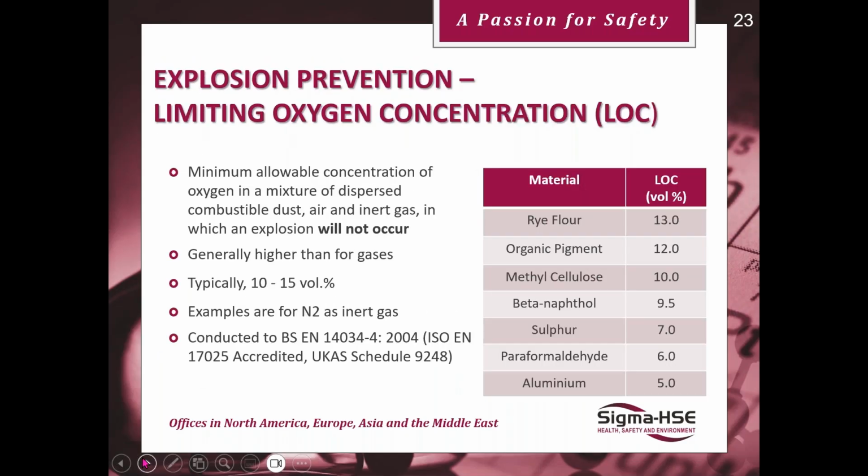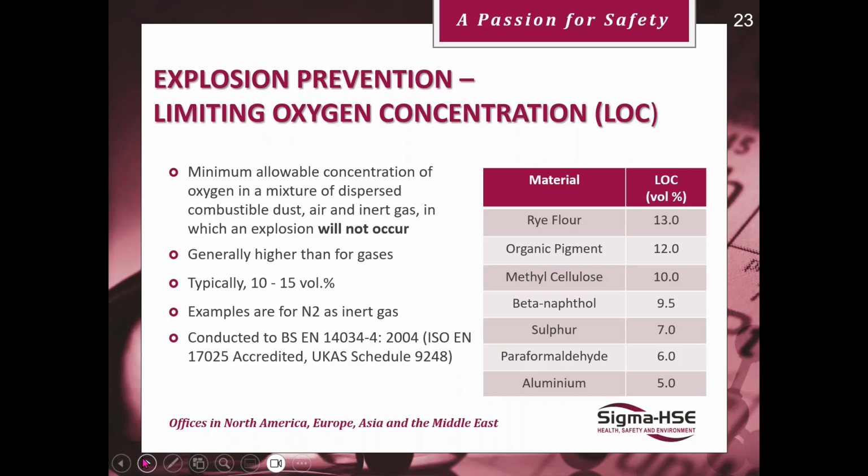So limiting oxygen concentration. When we look at this, we look at the minimum allowable concentration of oxygen in a mixture of dispersed combustible dust in air and an inert gas, in which an explosion will not occur. Generally higher than for gases, can be typically 10 to 15%, but some materials are much lower. Examples are for nitrogen as the inert gas, though we can do a conversion over for things such as CO2.